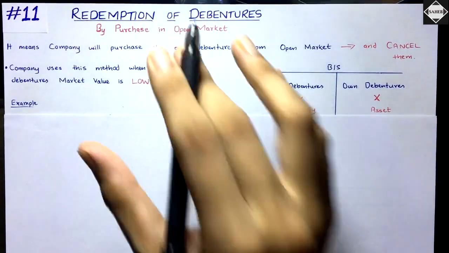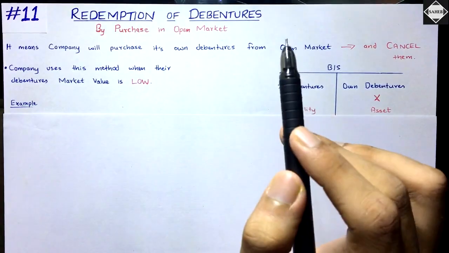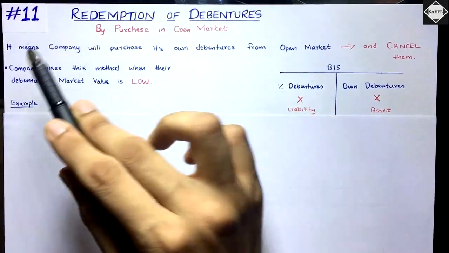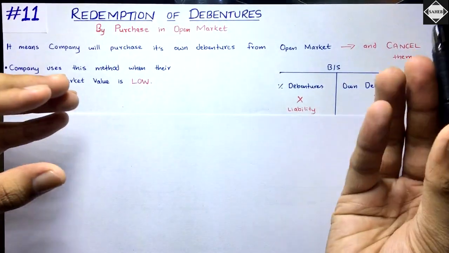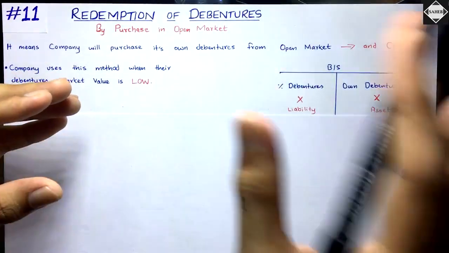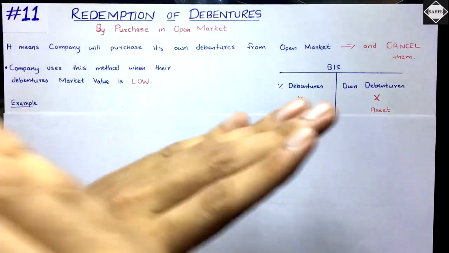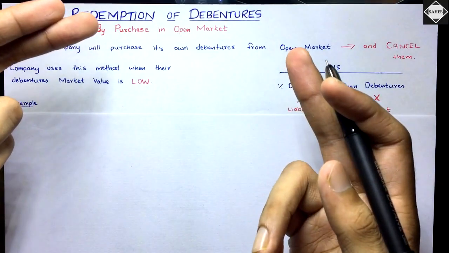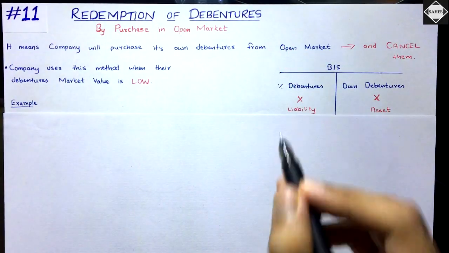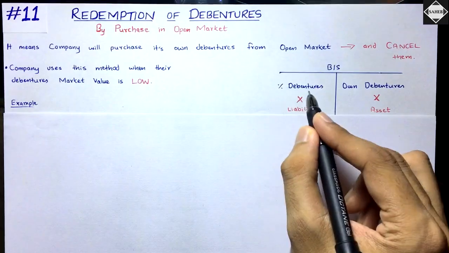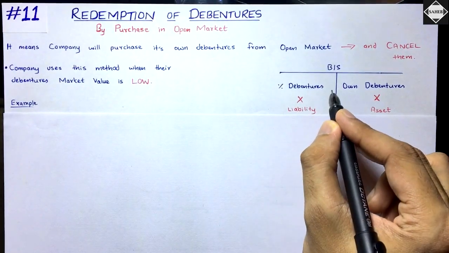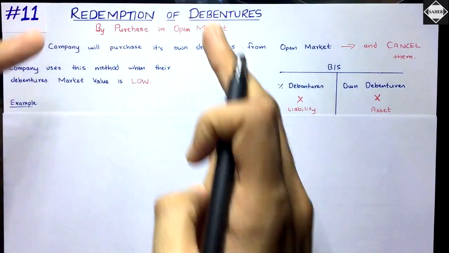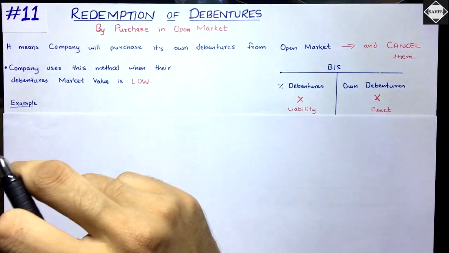Now first let's understand how this method of redemption works. See, it's very simple. The name says it itself, purchase in open market. So the company will purchase its own debentures from the open market from their debenture holders and cancel them off. So when the company issued the debentures into the market, what happened? It was their liability. For example, 13% debentures, it used to be shown at the face value. Now the company wants to redeem their debentures through this method called purchase in open market.